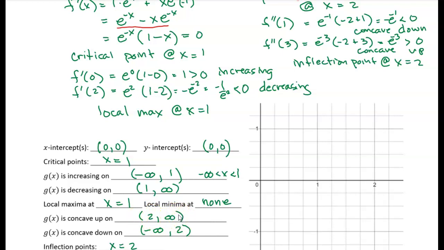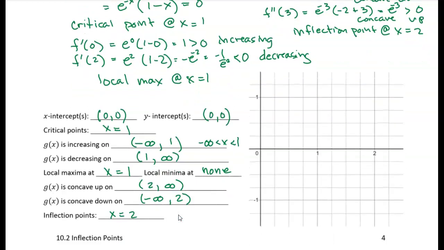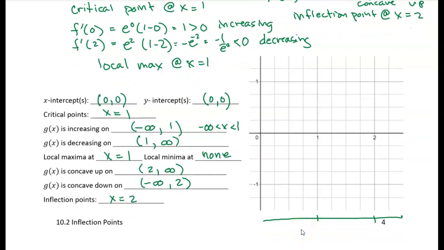All right, so let's use this to graph the function. Let me just draw a little number line here to get a picture of what it's going to look like if I just draw my arrows. We found that the critical point was at 1, the inflection point was at 2. It's increasing to the left of 1. The function is decreasing to the right of 1, so it's also decreasing to the right of 2.